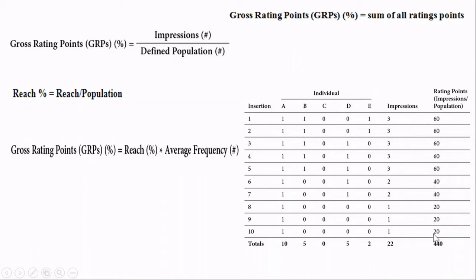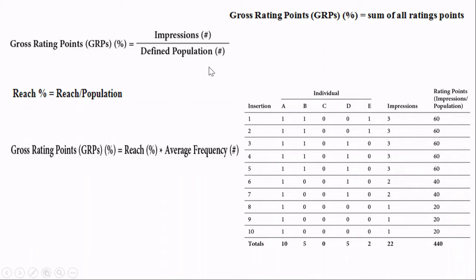And you would do the same thing for all 10 insertions of the ad and sum those up, and you get a total gross rating points of 440. Okay, so there's 3 ways to calculate this whole concept of gross ratings points, kind of the grand total of all the ratings. The first one is just this number right here, so it's 440.